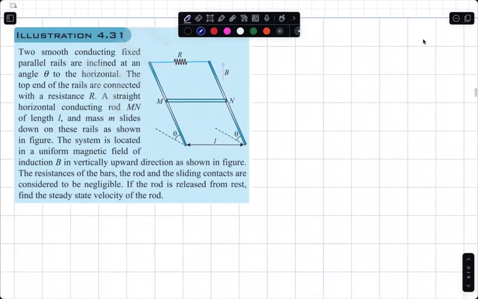Yes. Try to do this question. Remember, unlike the previous question, in this question B is upwards. We need to do this question carefully. This will be the last question.